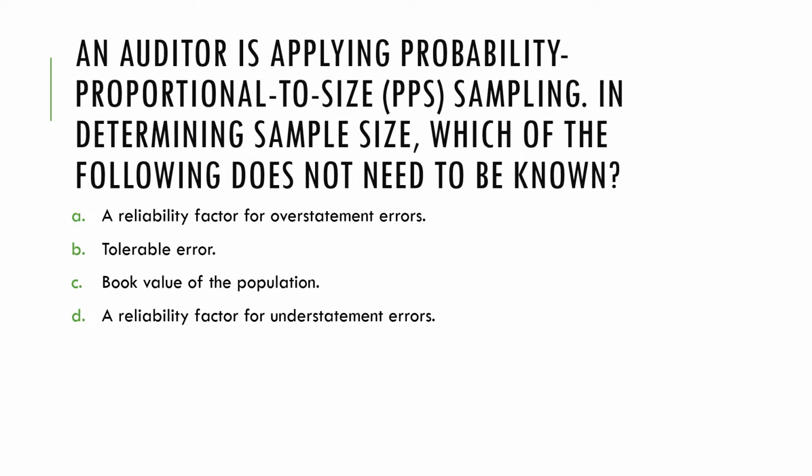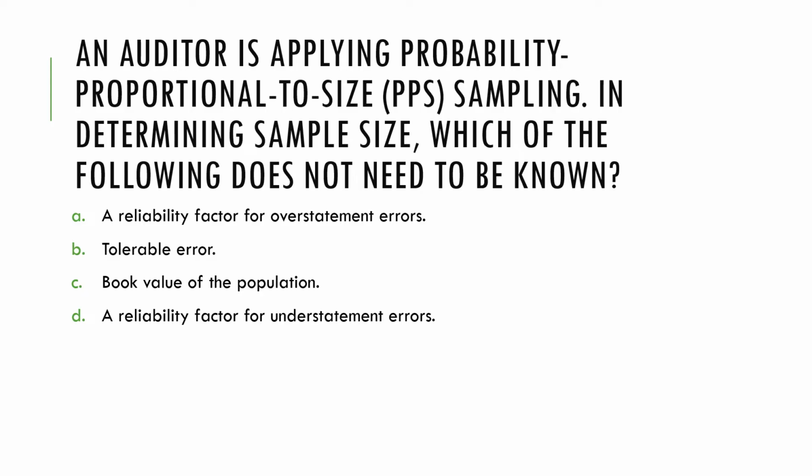Okay, so in determining the sample size, which of the following does not need to be known in the case of PPS, or probability proportional to size sampling? Letter A talks about a reliability factor for overstatement errors. To this, we recall when the auditor performs probability proportional to size or value weighted selection, the larger balances get a larger chance of being selected. And so PPS is more appropriate when you are testing for overstatements. Okay, so letter A is a yes, it has to be known.